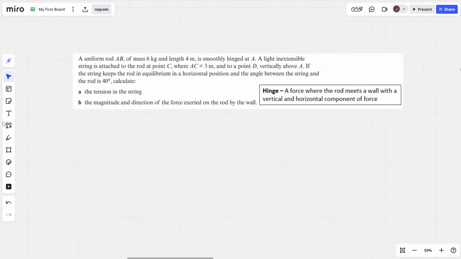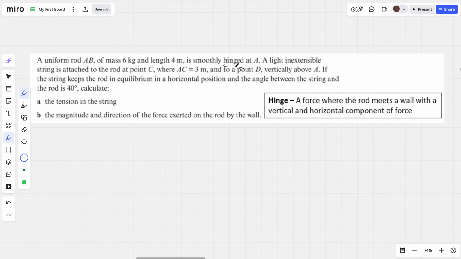Getting towards the end of the chapter, there's one new thing we need to talk about, which is dealing with hinges. So look out for being told that something is smoothly hinged. Hinges are questions where we're dealing again with rods. So the same sort of skills, the up, the down, the left, the right, the clockwise, the anti-clockwise. But we need to know what a hinge is really and how to handle it.